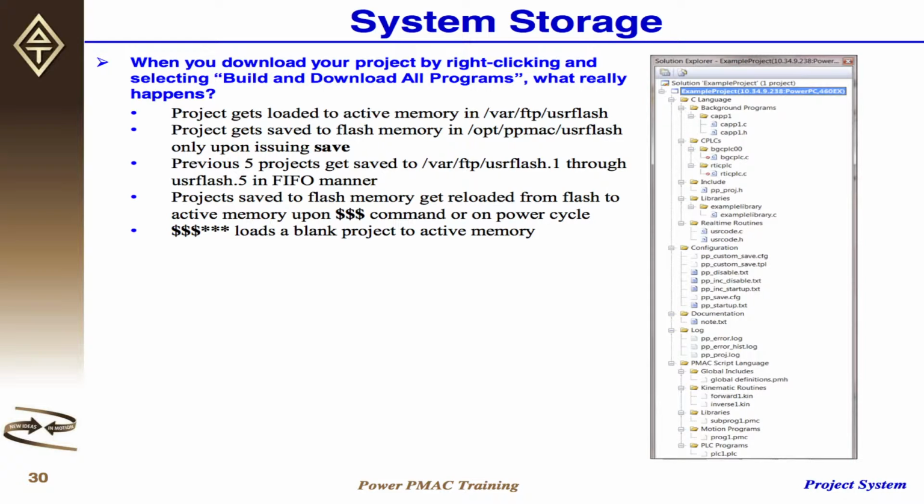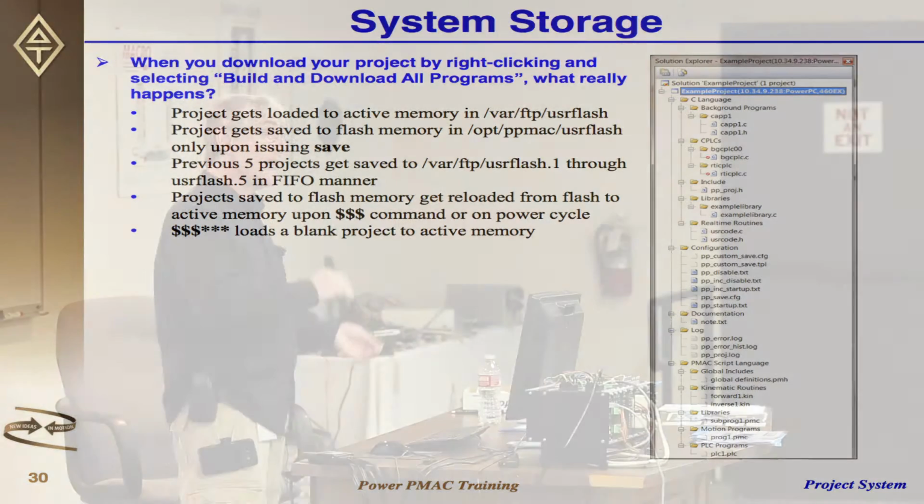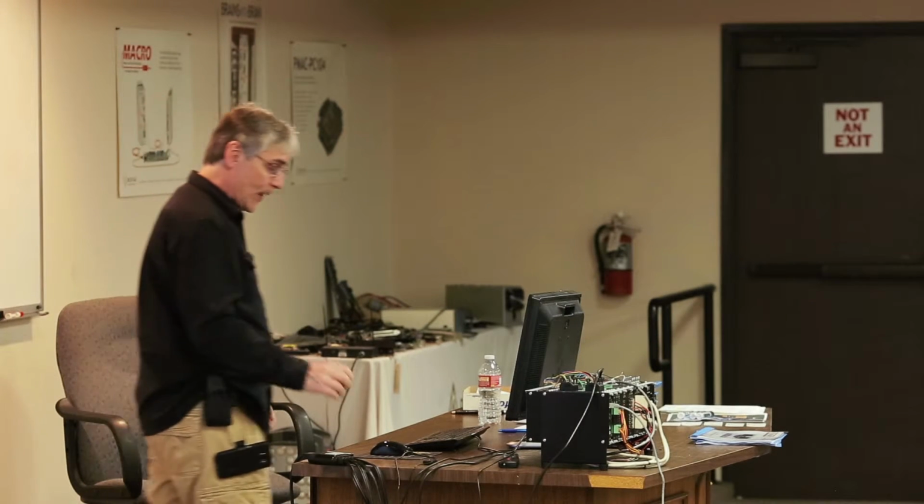And then projects that are saved in flash memory on a power-up or a reset are automatically loaded from the flash into the user RAM, into the volatile user RAM. So PMAC is always running whatever you currently do in PMAC, up until the point of typing a save, in this volatile RAM memory. It is then saved into the user flash, but it's still running out of the volatile RAM memory.